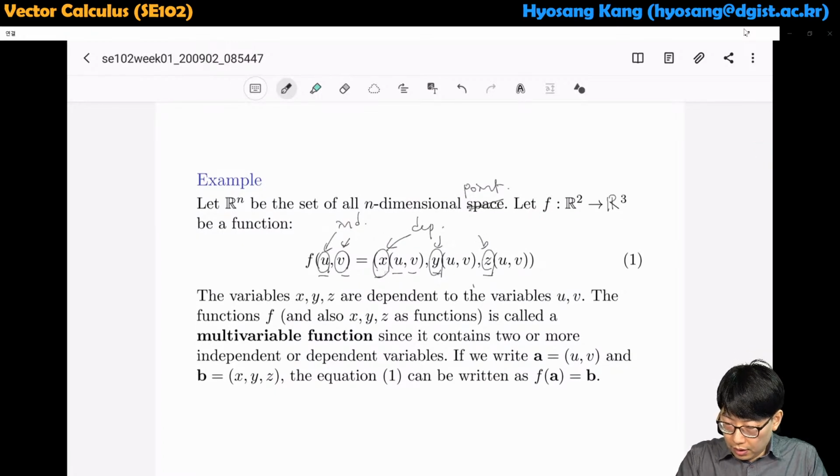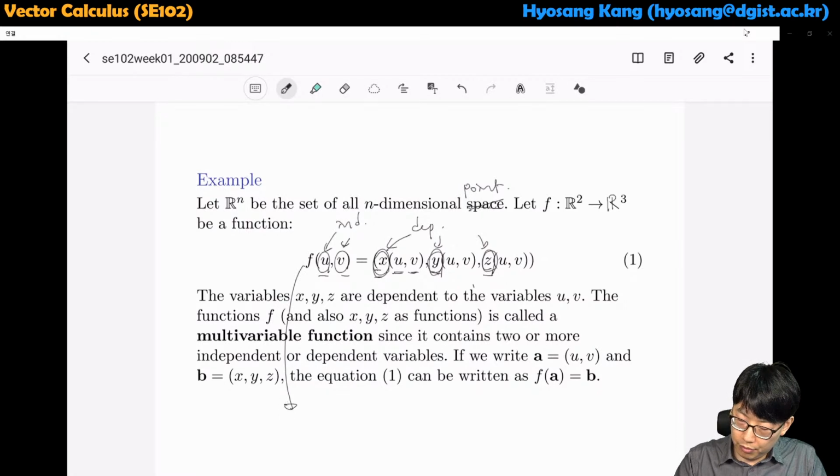We have two independent variables and three dependent variables. And also these x, y, and z are examples of multivariable functions because each requires two independent variables. Although x, y, z have only one dependent variable, it's still a multivariable function. So this is the most general form of multivariable function that we're going to look at in this semester, as a specific example. And usually it represents a surface in three-dimensional space.